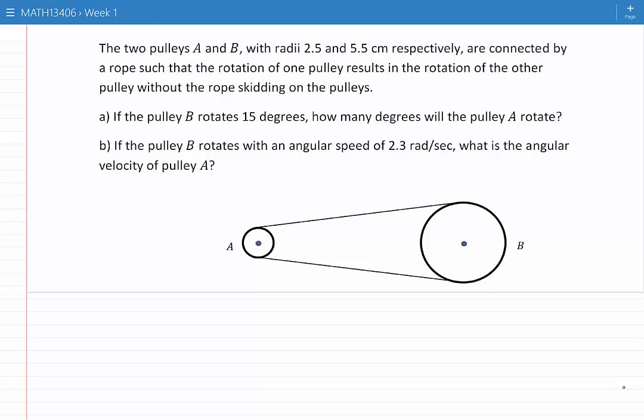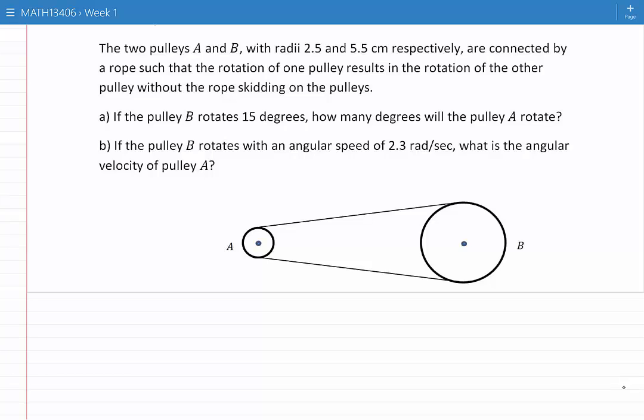The two pulleys A and B with radii 2.5 and 5.5 centimeters respectively are connected by a rope such that the rotation of one pulley results in the rotation of the other pulley without the rope skidding on the pulleys. As part A of this problem, if the pulley B rotates 15 degrees, how many degrees will the pulley A rotate?